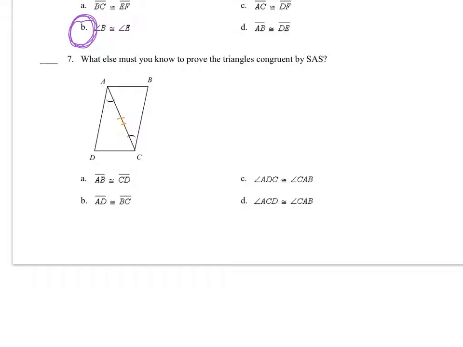We need to know side, angle, side. Actually, if I look at it, it's just one triangle: side, and then here's my angle, and then side. I would need to know this side in order to do side, angle, side. Again, here's my side that I have, here's the angle, and here's the other side. So I would need to know that these two sides were congruent to use side, angle, side. So AD congruent to BC. That is the only information that I could use.